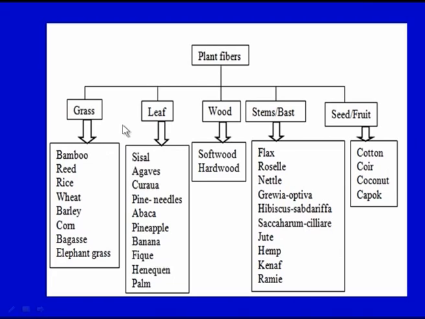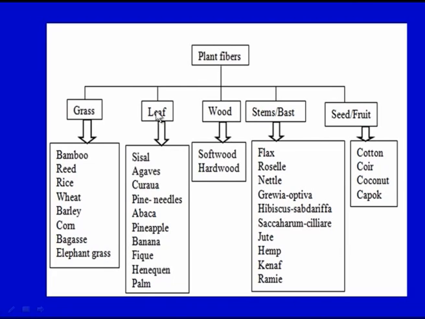The plant fibers can come from grass, from the leaf, from wood, from stems, and from the seed and the fruit. And further, from grass we have different types of fibers listed on your screen. You can have bamboo fibers, corn fiber, elephant grass fiber.